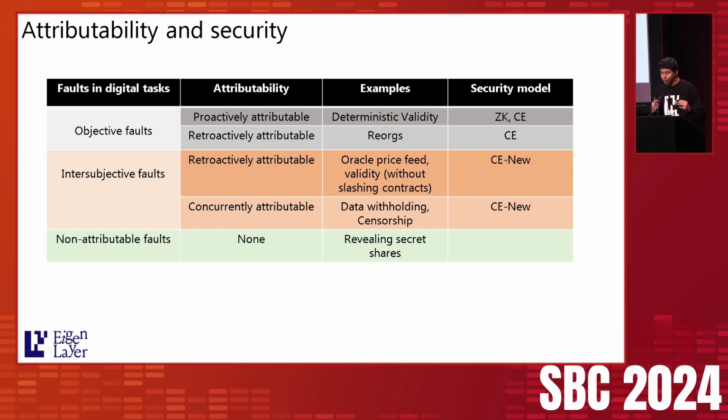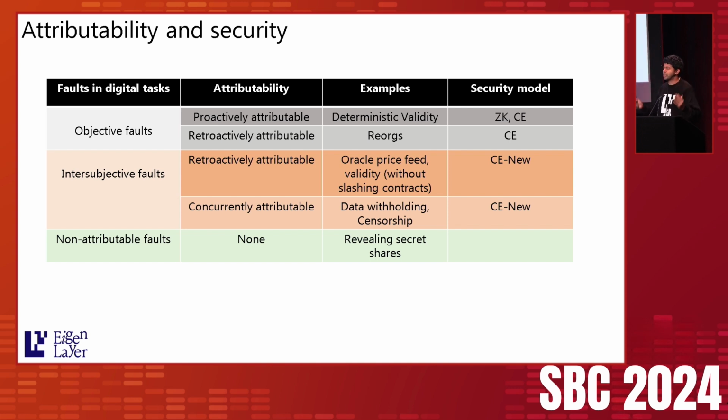We have a category of faults we call intersubjective faults. Okay, fancy name. What does it mean? Subjective means I have my own opinion. Intersubjective means we can all socially agree. Another way of thinking about it is these are faults for which there is off-chain agreement, but not necessarily on-chain agreement. Okay, so I'll give you an example of a fault.